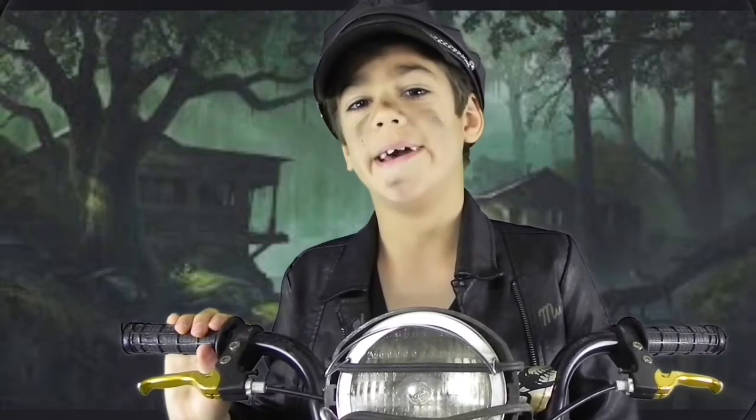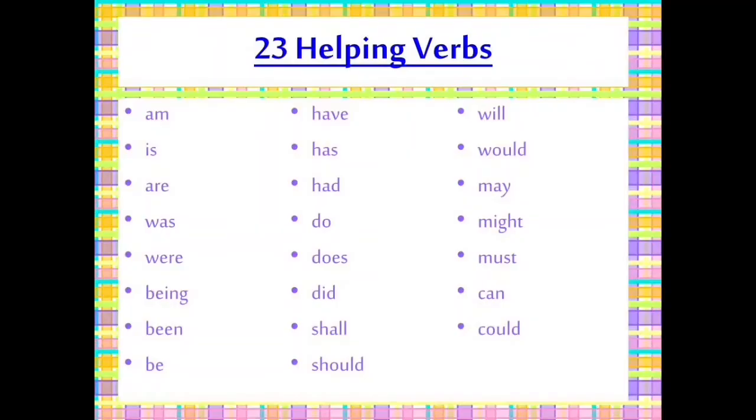What are you rebelling against, Eli? What do you got? You mean, what do you have? Well, I have 23 helping verbs, and here they are.